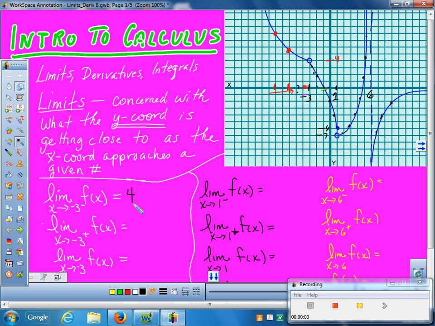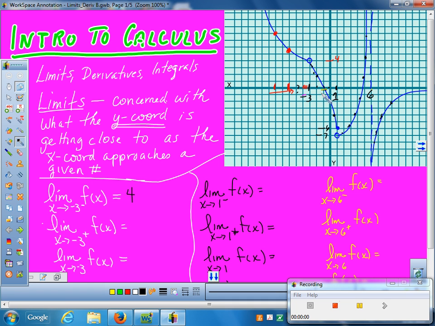Okay. Then you're going to do the exact same thing, except now they want to approach negative 3 from the right-hand side. So pick some x-coordinate over here to the right side of negative 3. And you don't have to go way out there. In fact, you don't really want to go way out there.